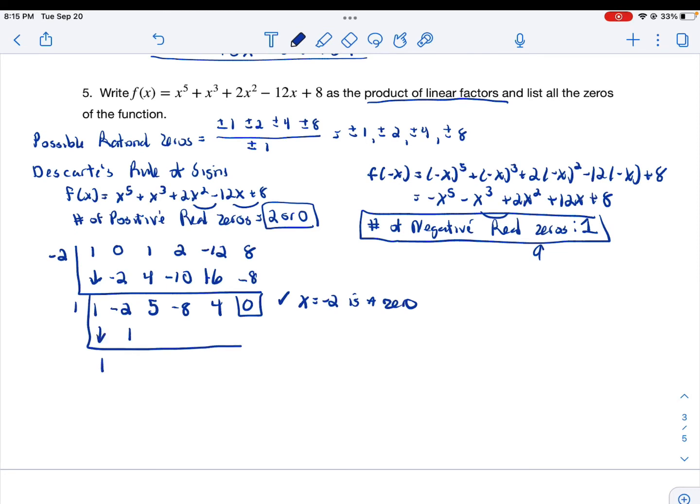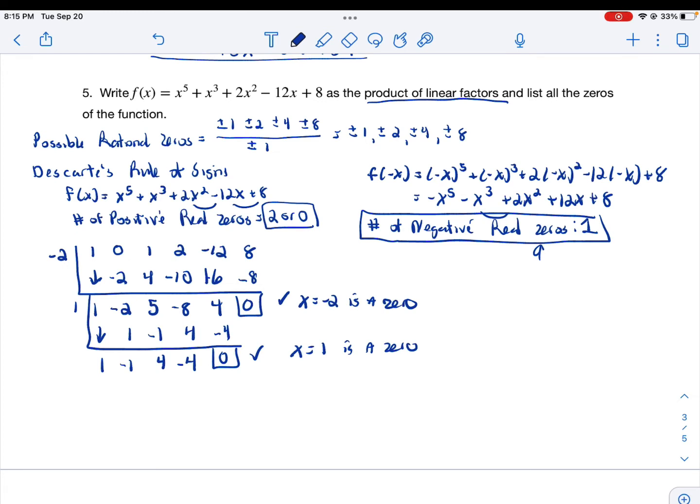Now I don't want to waste my time trying some more negatives because I only have one negative solution. So I'm going to try some positive and see if I can find a positive one that works. So trying 1, it works. I got lucky. I picked well again. And so I know x equals 1 is a real 0.